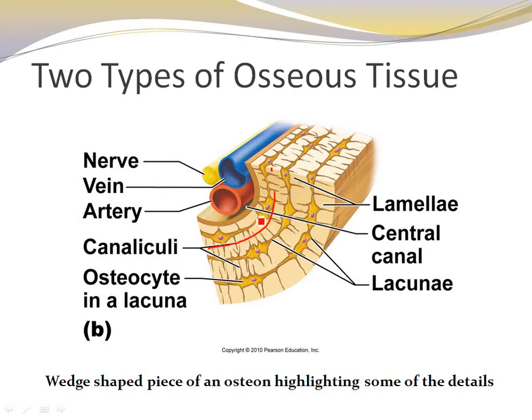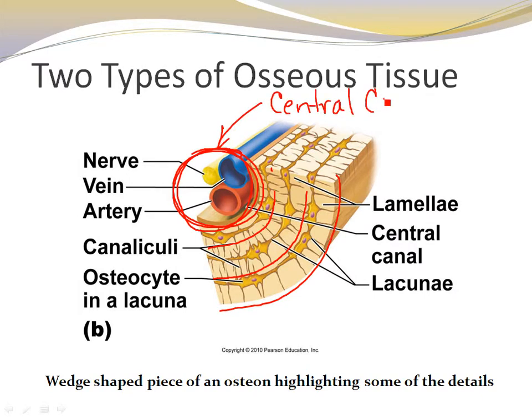So there's one ring, one lamella. Here's another one. Here's another one. And they're all moving outward from an open center, a little canal in the middle. That's called the central canal. That central canal has a vein in it, it has an artery in it, it has a nerve in it. All of those things are necessary to supply the cells that are hanging out in that bony matrix in these lamellae.